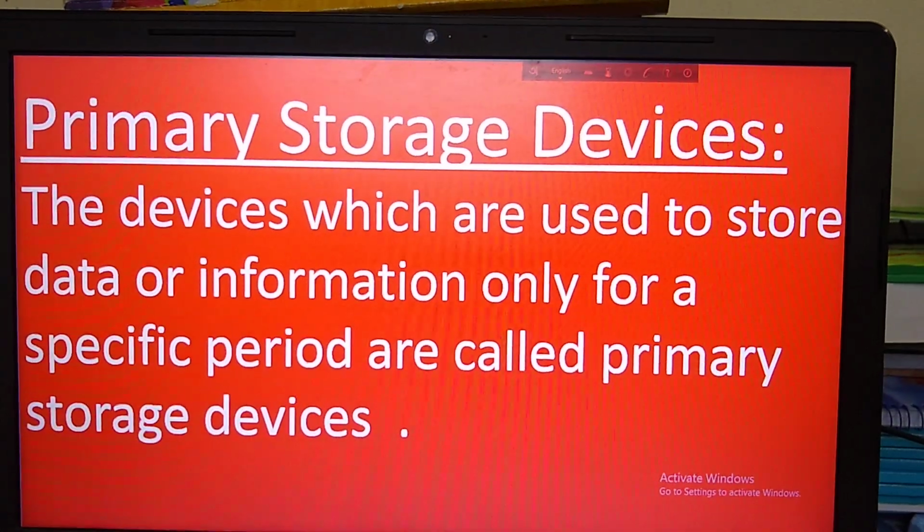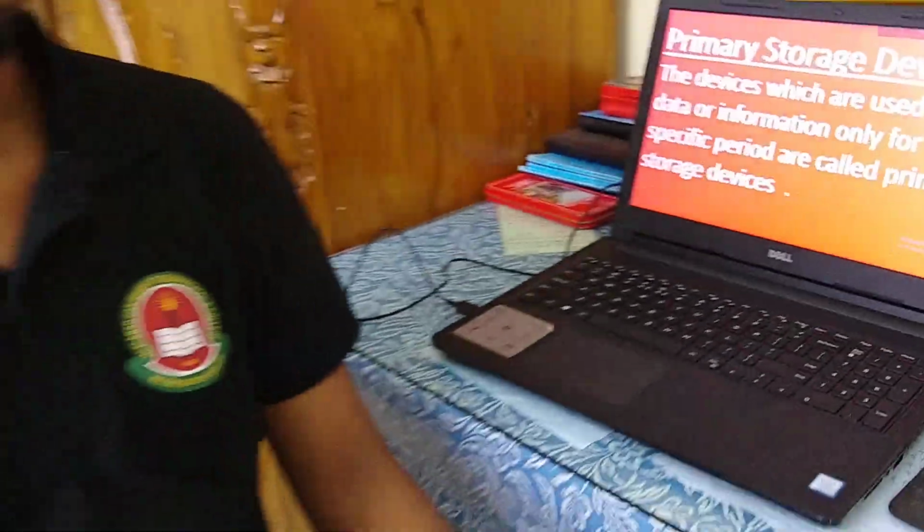So already from this discussion you got an idea of what storage devices are and what the classification of storage devices is. There are two types of storage device: primary and secondary. So how many types of storage device? There are two types. One is primary and another is secondary. The primary storage device is also called temporary storage device, and the secondary storage device is also called auxiliary storage device.